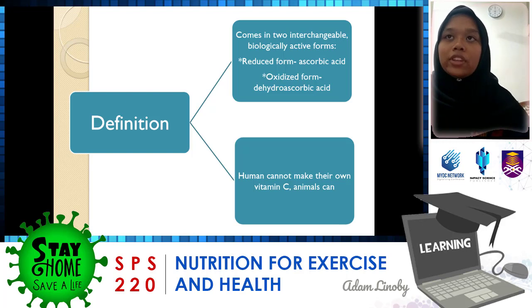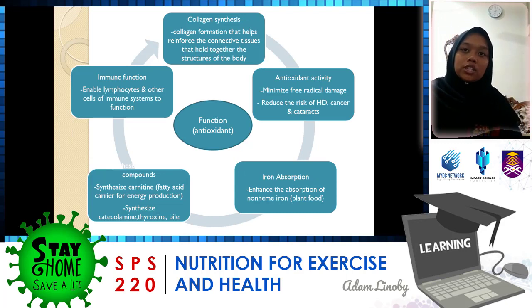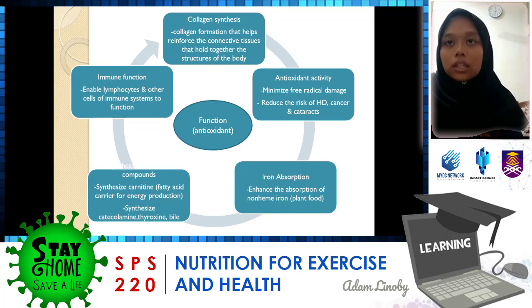So the definition of vitamin C: it comes in interchangeable biological active forms, the reduced form ascorbic acid and the oxidized form dehydroascorbic acid. Second, humans cannot make their own vitamin C. Only animals can make their own vitamin C. So the functions of vitamin C as antioxidant are divided into 5.